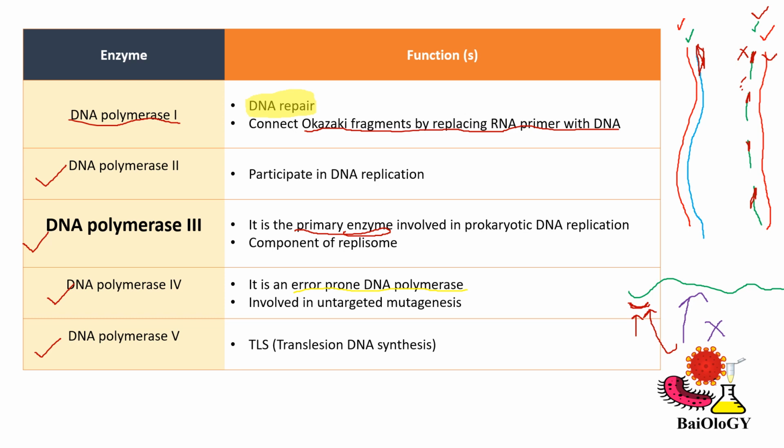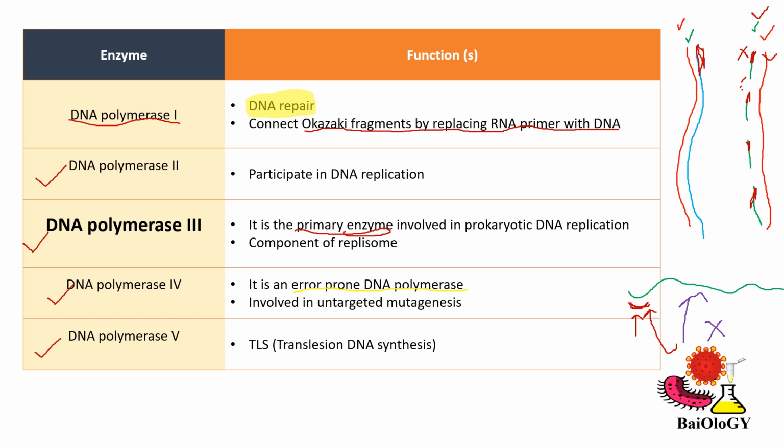DNA polymerase 3 is a high fidelity enzyme. What do I mean by high fidelity? That is, A always pairs with T and C always pairs with G, and the error rate of DNA polymerase 3 is very, very low. That is one of its characteristics. It is a primary enzyme.